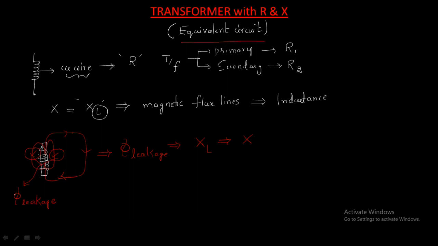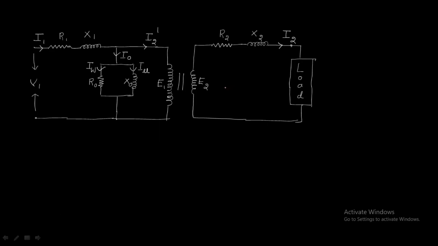Complete equivalent circuits. Now we will look into the equivalent circuit of the transformer. So this we can name the equivalent circuit. Look here, this is the equivalent circuit of the transformer. In the last class we didn't have this R1 and X1, R2 and X2. We are not considering these.